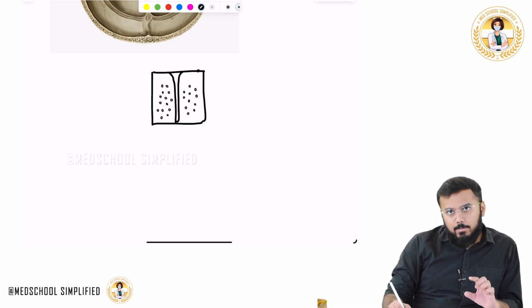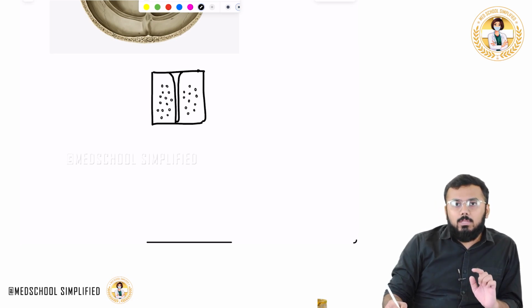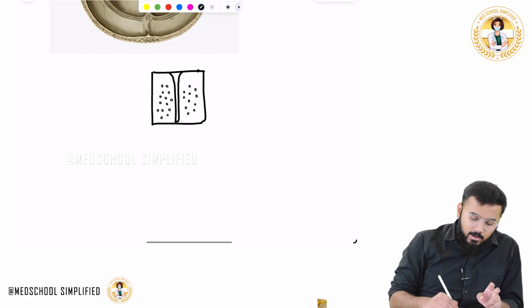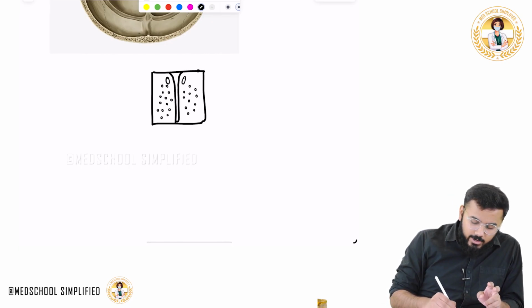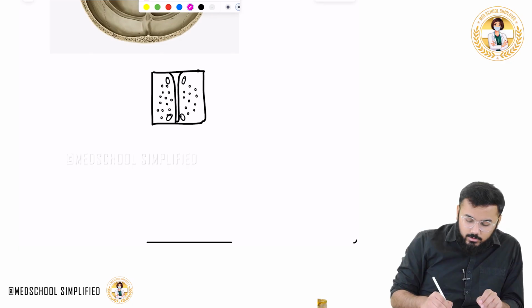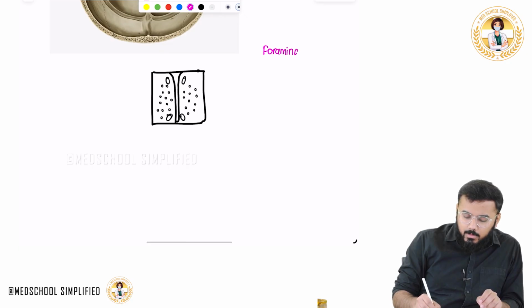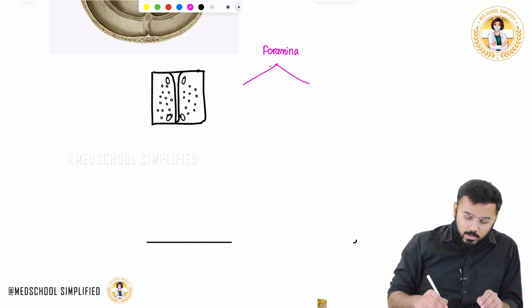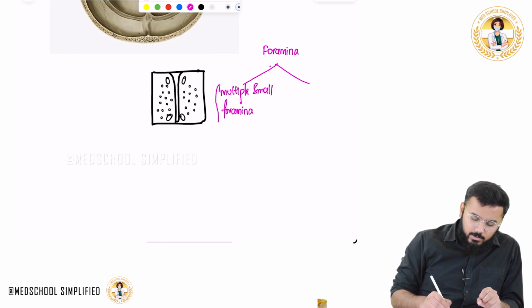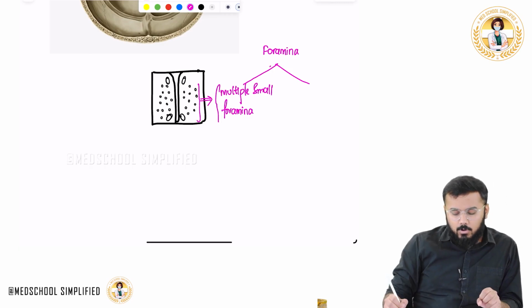Now talking about these foramina which I have drawn on the cribriform plate, these are very tiny and small. The second group of foramina: one is large in the front and the other is large at the back. So if I have to write these things down, see here, foramina are divided into two groups. Okay, one is called multiple small foramina. For example, you see all these are your multiple small foramina.